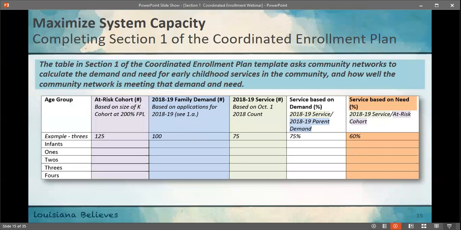Okay, so looking at this first table, this table in section 1 of your enrollment plan is really asking networks to calculate the demand and calculate the at-risk need for early childhood services in your community, but it also gives you two calculation columns that tell you how well the community network is meeting the demand and the need in your area.